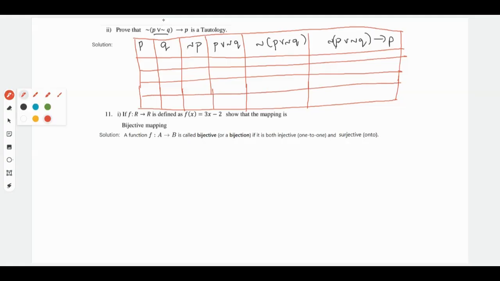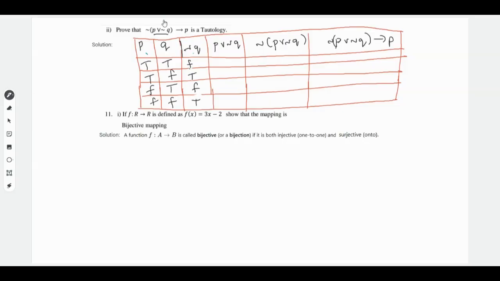So now T, T, F, F for P, and T, F, T, F for Q. Negation of P is F, F, T, T. Now we should find OR for P or negation Q. Let me take this for negation Q, not for P. So negation Q means F, T, F, T.